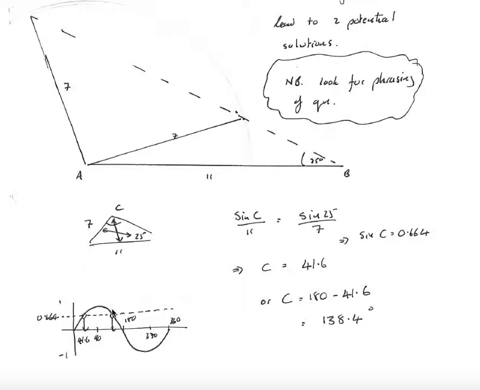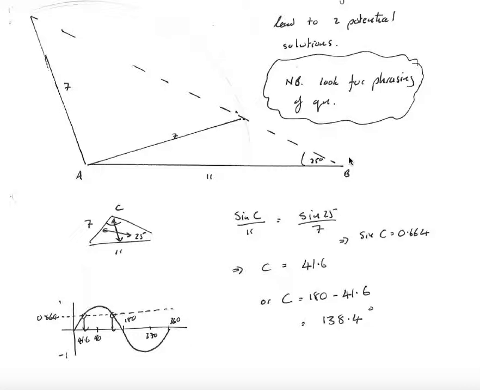But there is also a second solution, which I find by using the symmetry of the graph. So if this point is 41.6 onwards from 0, then this one is 41.6 backwards from 180. So in other words, 138.4. And that one obviously represents the obtuse angle option, which is this triangle here.